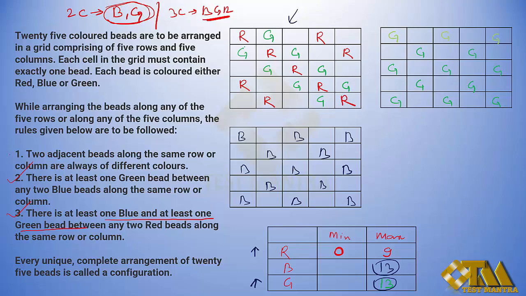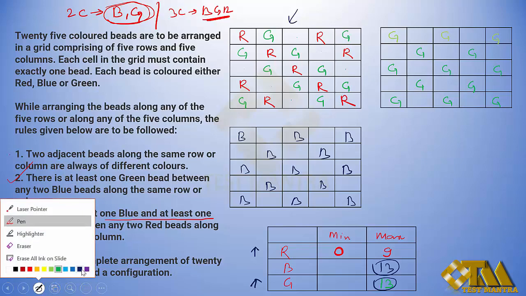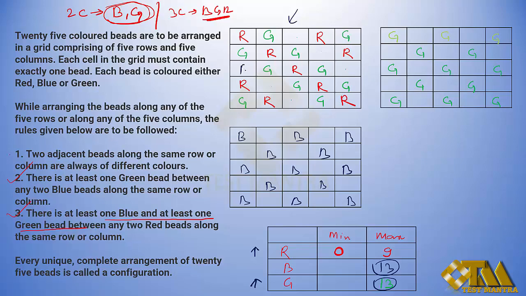Between two reds I should have at least one green and at least one blue. Here I can use blue, here blue, blue, blue, blue. But I want to minimize the blues, so I'll put green at this point as well as green at this point. Now this will definitely satisfy my condition. So now I can put blue here, blue here, blue here, similarly blue, blue, and blue. So it satisfies my criteria.